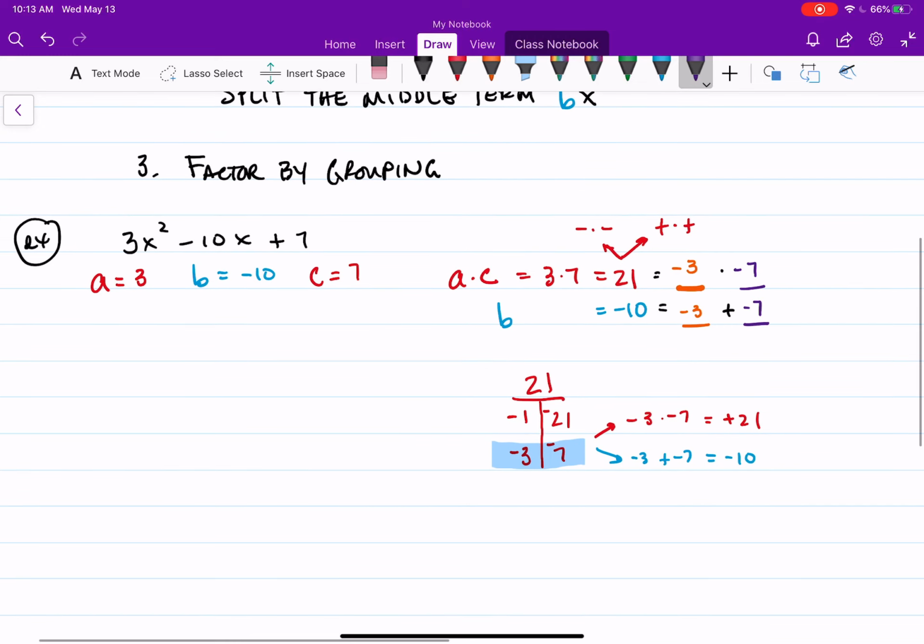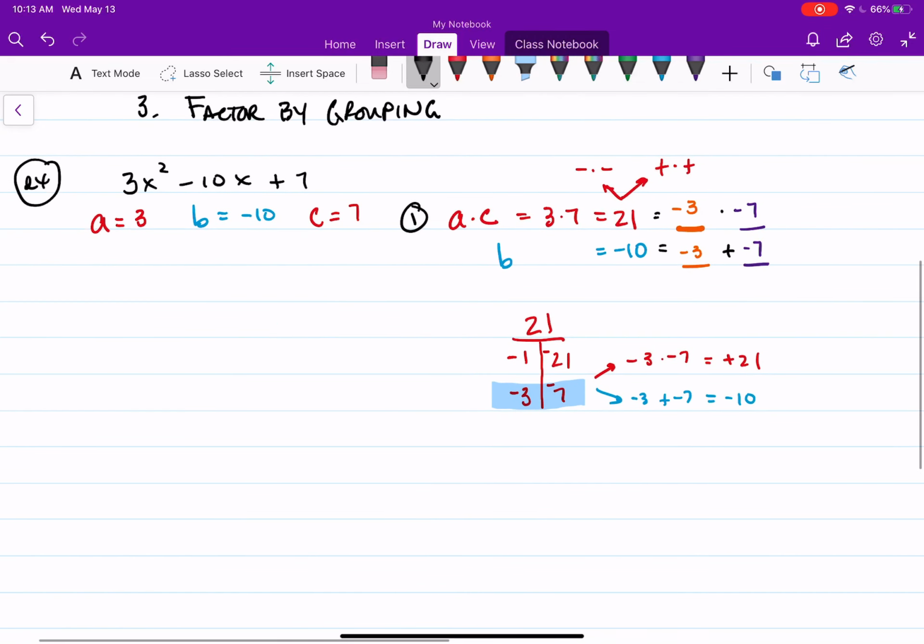So what's step 2? This was step 1. Step 2 says to split the middle term, using the results in step 1. Here are my results: negative 3 and negative 7. Use this result from step 1 to split the middle term. So I'm going to rewrite this here.